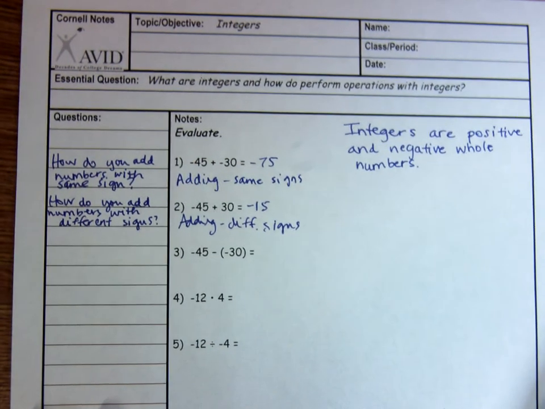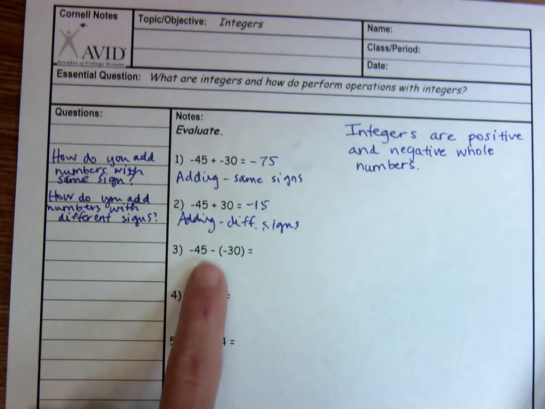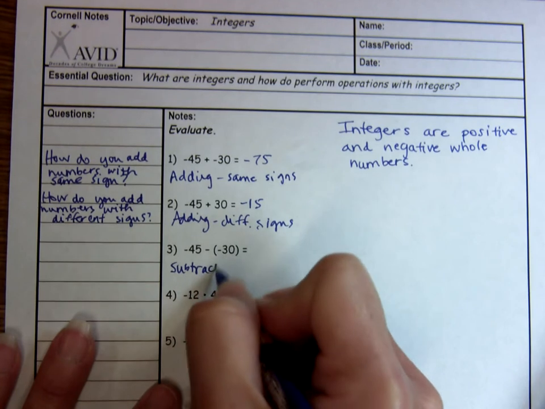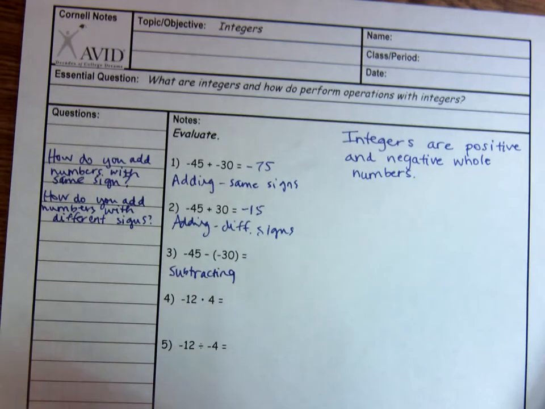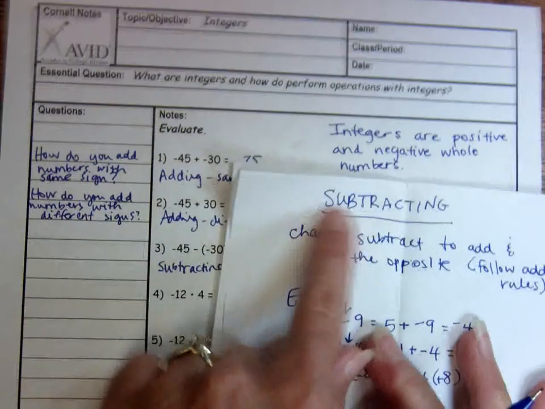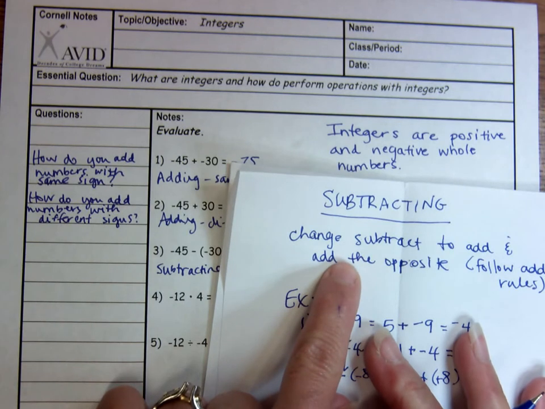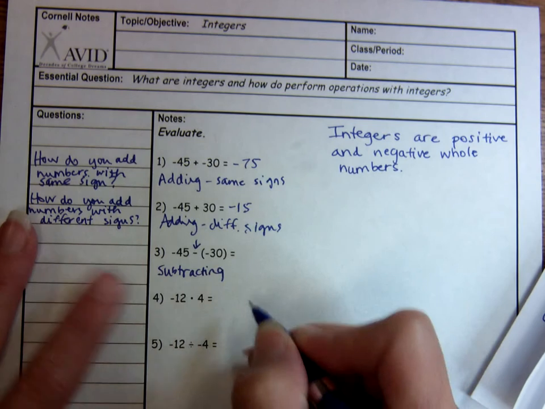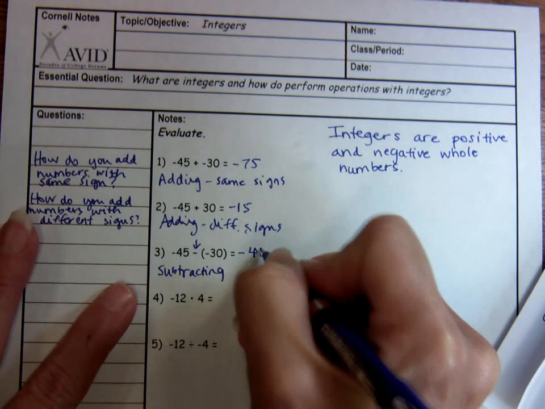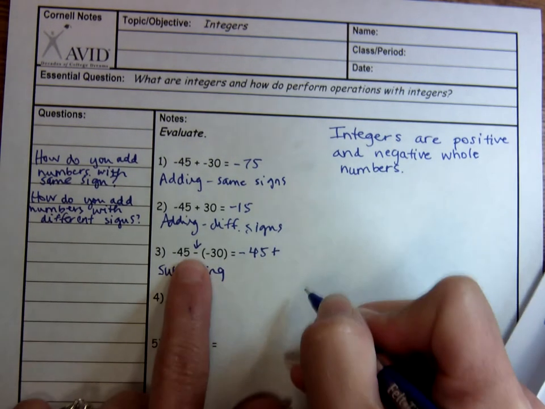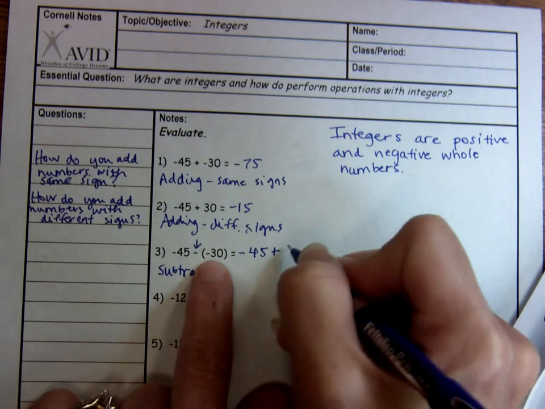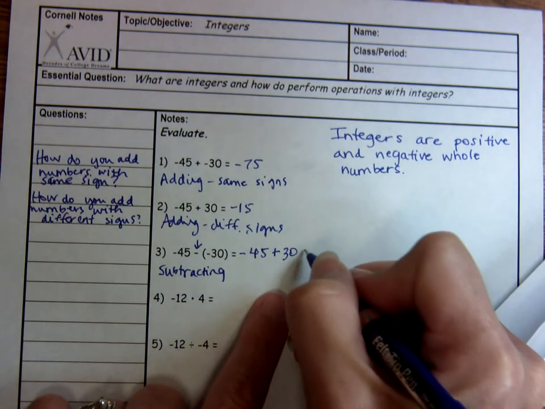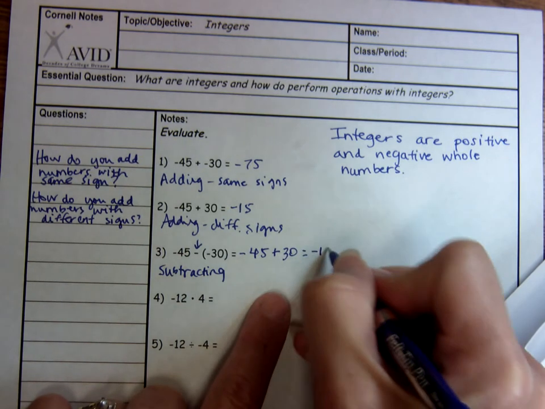All right, number 3. Notice that this one is a subtracting problem. So let's see what it says about subtracting. It says for subtracting, change the subtract to an add and add the opposite. So we're going to take that subtracting and make it negative 45, change the minus to a plus, change the negative 30 to a positive 30, and then it tells us to follow the adding rules. And so this would be a negative 15.